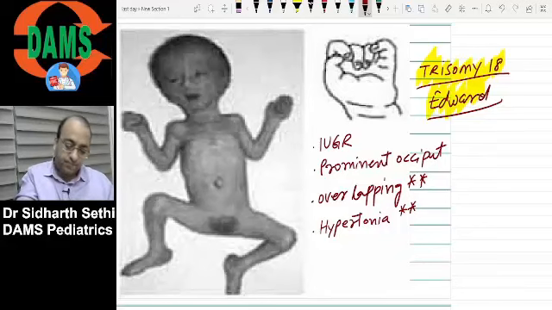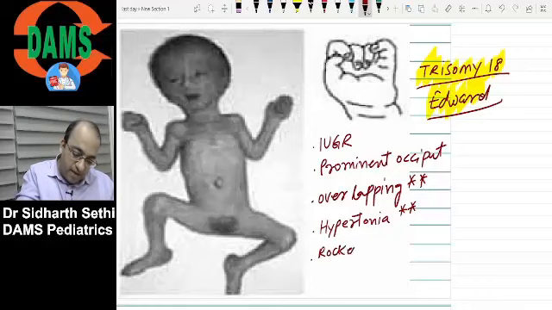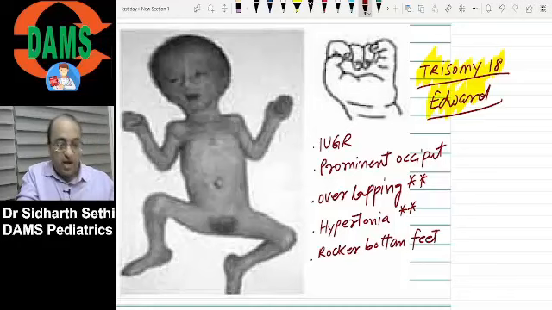Now remember, if we look at the anomalies, yes, they can also have rocker bottom feet, abnormal feet, with abnormal talus over the calcaneum.